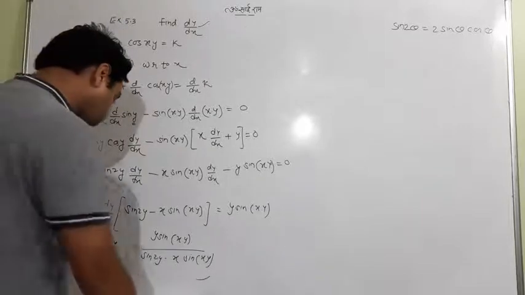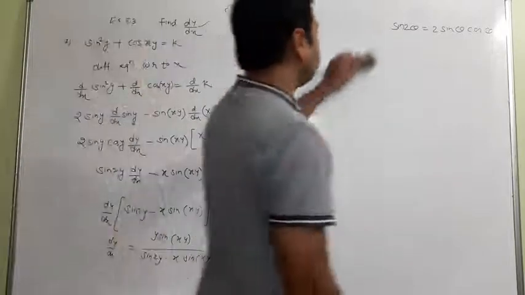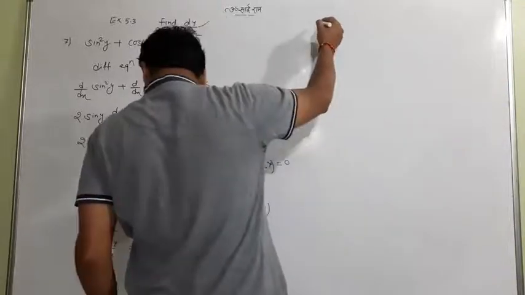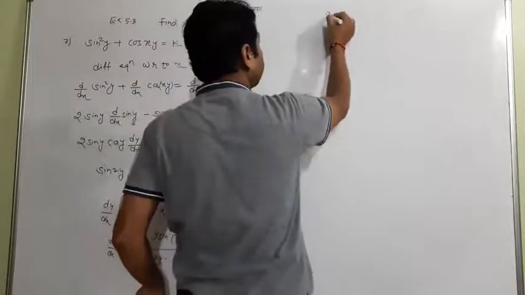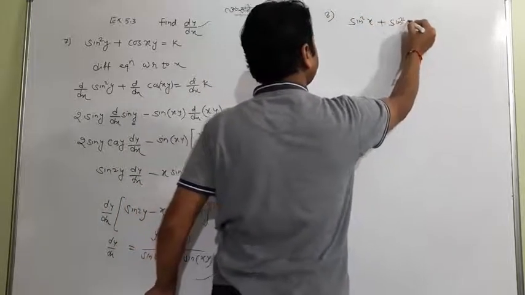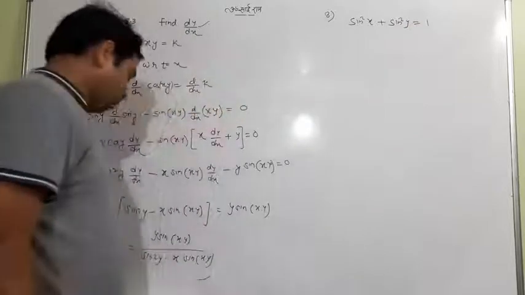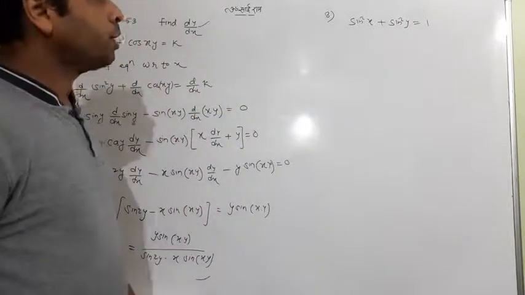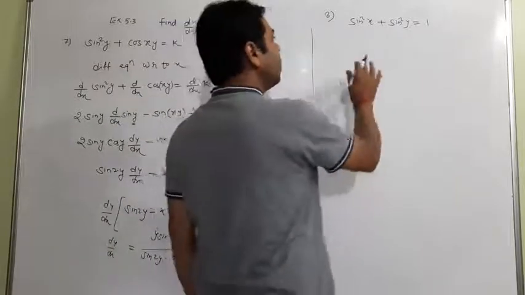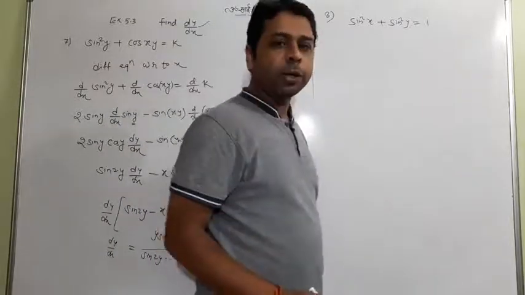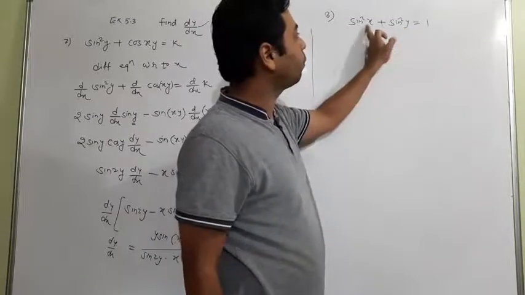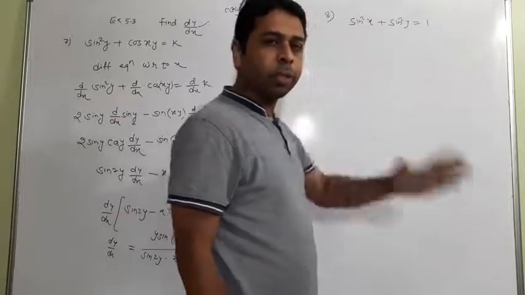You can also make it by yourself. One more question we want to discuss, the last question of the exercise, the 8th one. It's sin square x plus sin square y is equal to 1. This is the question. It is again an implicit function because it has y, and we cannot find the value of y in the form of x right now. So it is an implicit function.